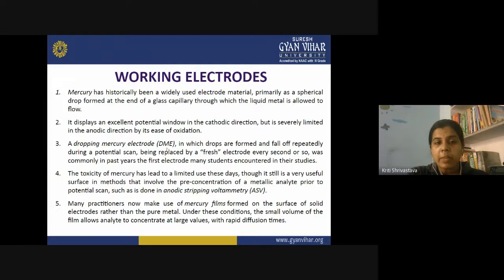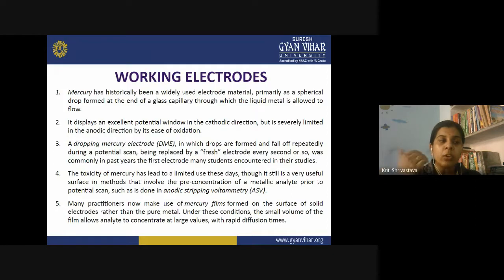A dropping mercury electrode, known as DME, is one in which the drops are formed and fall off repeatedly during a potential scan, being replaced by a fresh electrode. Like in the case of the glassy carbon electrode, where I told you we need to polish it again and again before every experiment, in the dropping mercury electrode the surface is renewed because every time a new drop of mercury is formed.